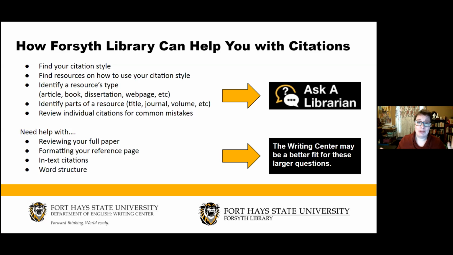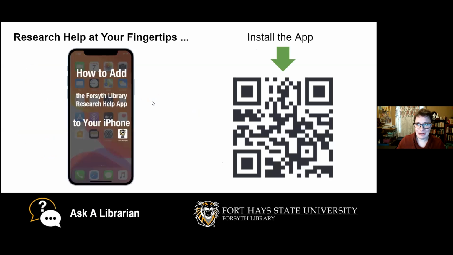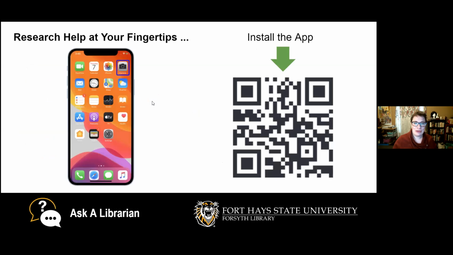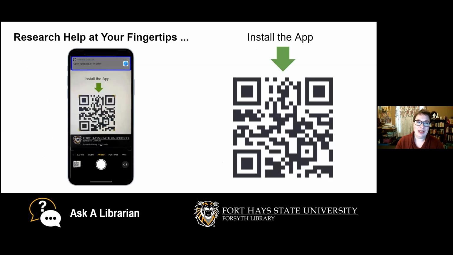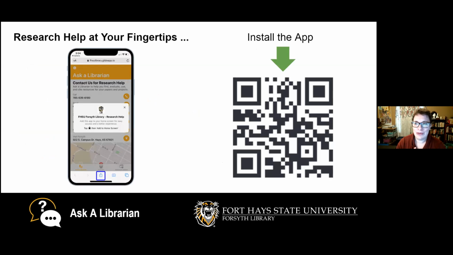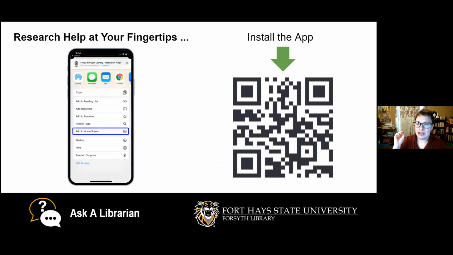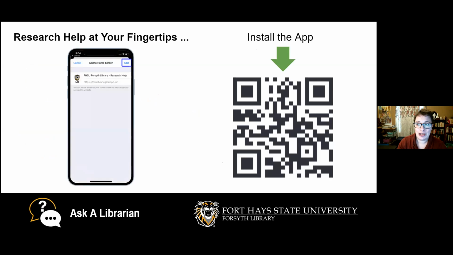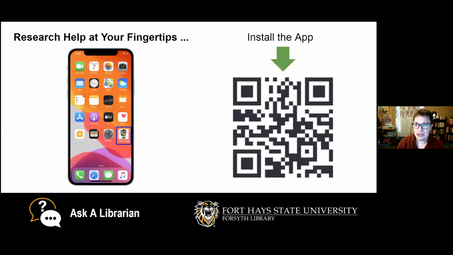And to do that, all you have to do is ask a librarian. If you go to our website, you'll find Ask a Librarian all over it. But we have this really awesome new thing. We have a new Forsyth Library app that you can download to your phone. If you're looking at this slide, you can just snap a picture of that QR code and it'll open it up on your phone and get you on there.